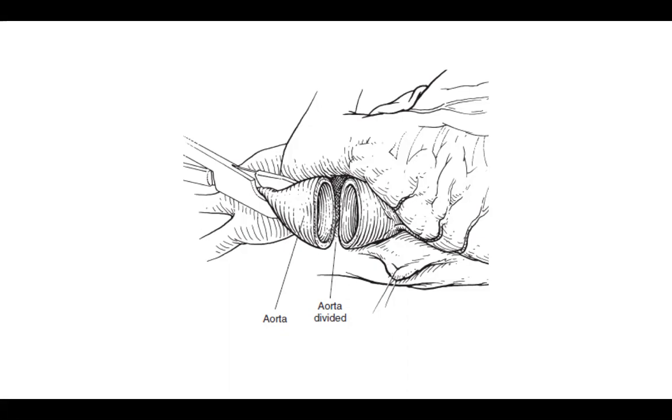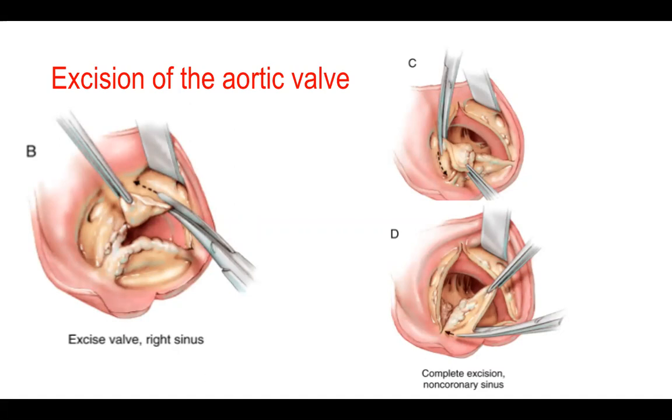After your incision, you have to excise the valve. You start from the commissure between the non and right, towards the commissure between the left and right, then counterclockwise remove the other leaflet, and end with the non-coronary cusp. If you look at the picture, you see some calcium here.